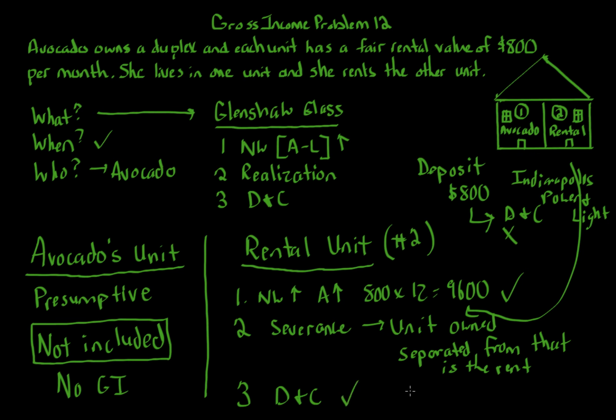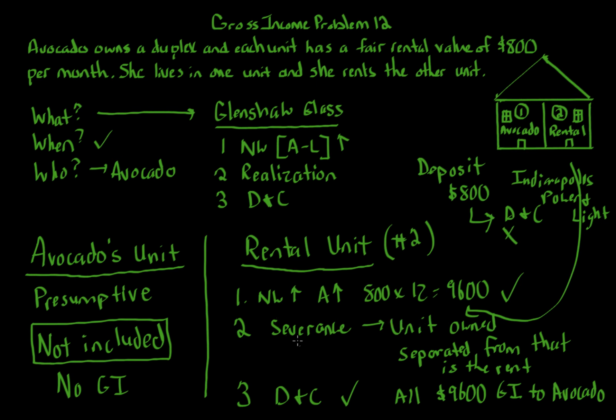So therefore, all $9,600 is gross income to Avocado, and it's included during the tax year, and that goes on the tax return because all 3 elements of Glenshaw Glass are met, and there's no exclusion. I'm just telling you, you're going to learn more about exclusions later on. There's no exclusion provision out there with respect to rent. So I hope that helps you.